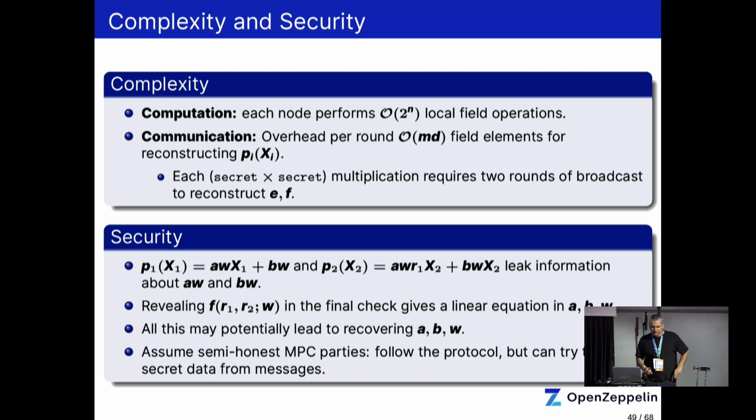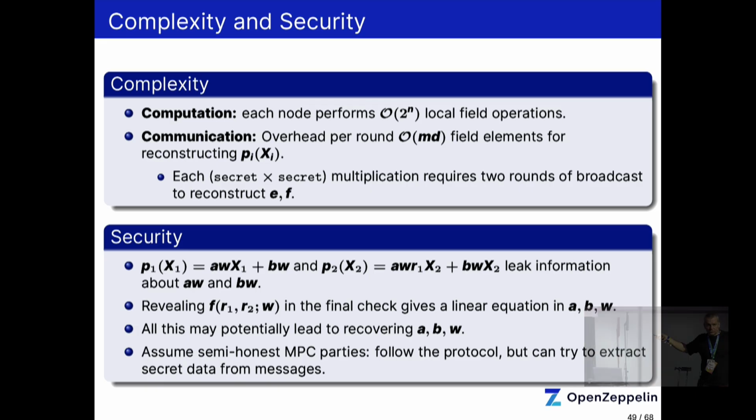A few words about complexity and security, and stressing why there are so many imperfections in this scheme so far. So complexity is still 2 to the n for every node, because every node, regardless that he works on shares, he still needs to do these 2 to the n sums. Communication, now we have an overhead per round, because now each node has to send his PI polynomial to the other nodes.